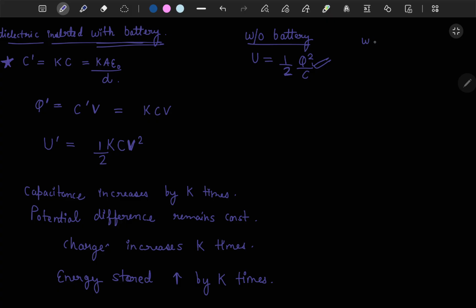In case of with battery, here the potential remains constant, so we will use U is equal to half CV square, because only C is varying here, V is remaining constant.